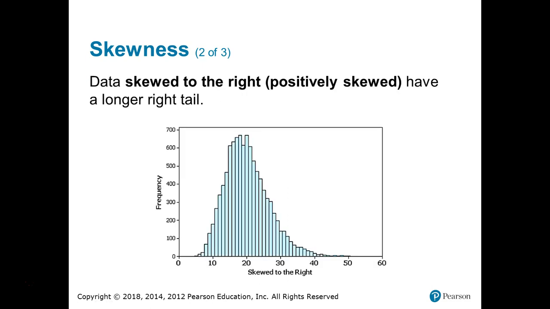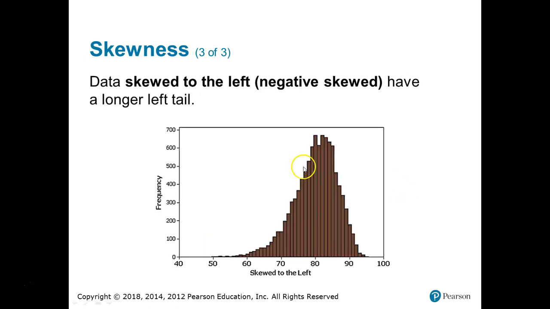Okay. So data skewed to the right have a longer right tail, and then data skewed to the left, take a wild guess, has a longer tail to the left. And that's it for this section. Nothing too crazy, just introducing different distribution shapes and histograms.